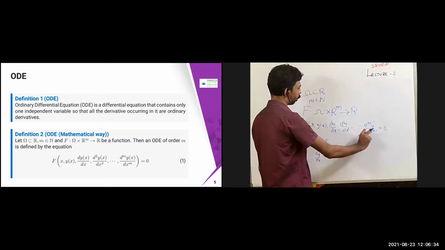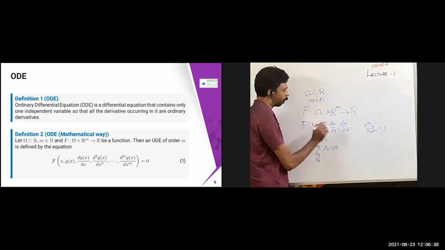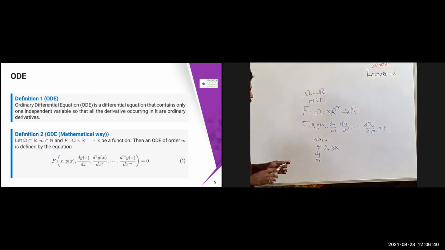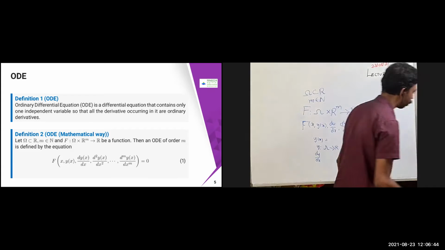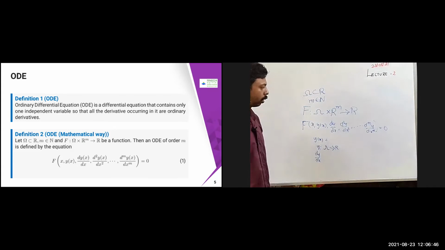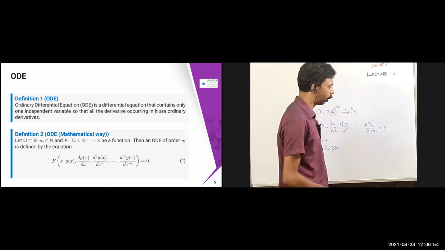Then I'm just taking this general function. This is the formal definition of ordinary differential equations. Any doubts on this one? The formal definition of ODE. Hope you have studied that in the ODE course already. Okay, so next one.